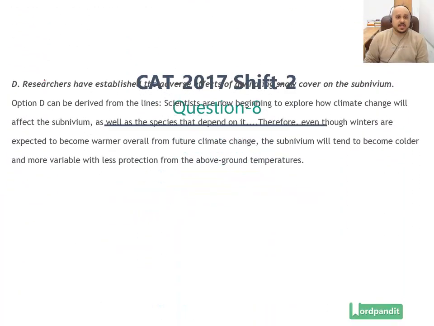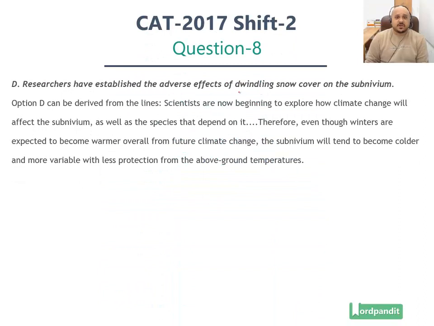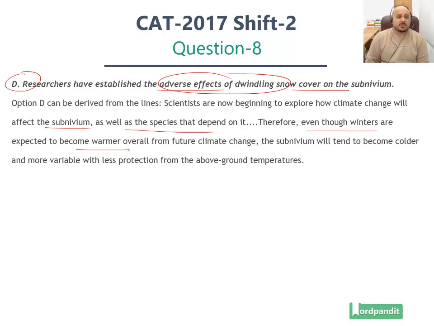Option number D. Researchers have established adverse effects of dwindling snow cover on the subnivium. So this is not directly mentioned, but there are multiple references to this, right? This might not be directly mentioned in terms of using these exact words, but the author has implied this on more than one occasion. Scientists are now beginning to explore how climate change will affect the subnivium as well as the species dependent upon it. Even though winters are expected to become warmer overall, with future climate change the subnivium will tend to become colder, more variable, with less protection from the above ground temperatures.